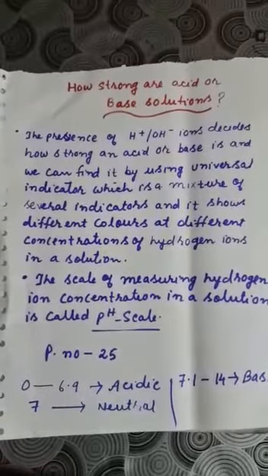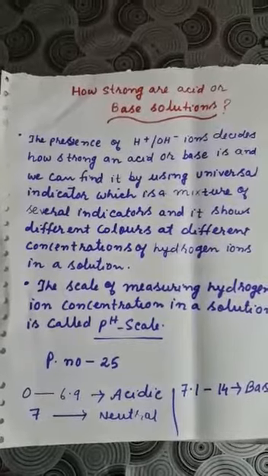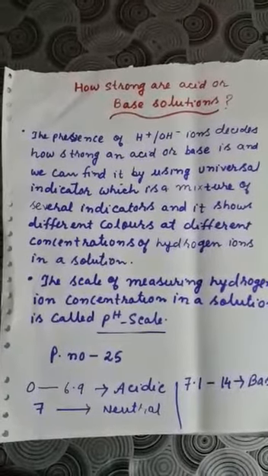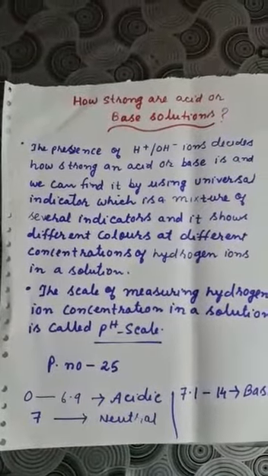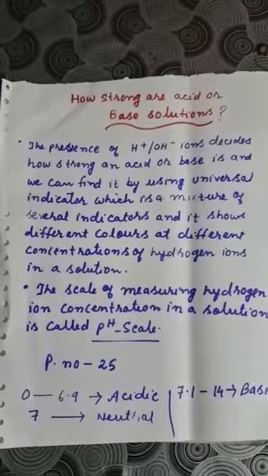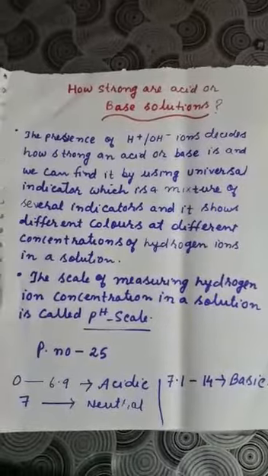Okay, so at pH 0 it is highly acidic, the strongest acid, and for hydrochloric acid it is 0, and slowly acidity will decrease. Up to 6.9, from 0 to 6.9, it is acidic. Now at 7 it is neutral, it is neither acidic nor basic, and from 7.1 to 14 it is basic.